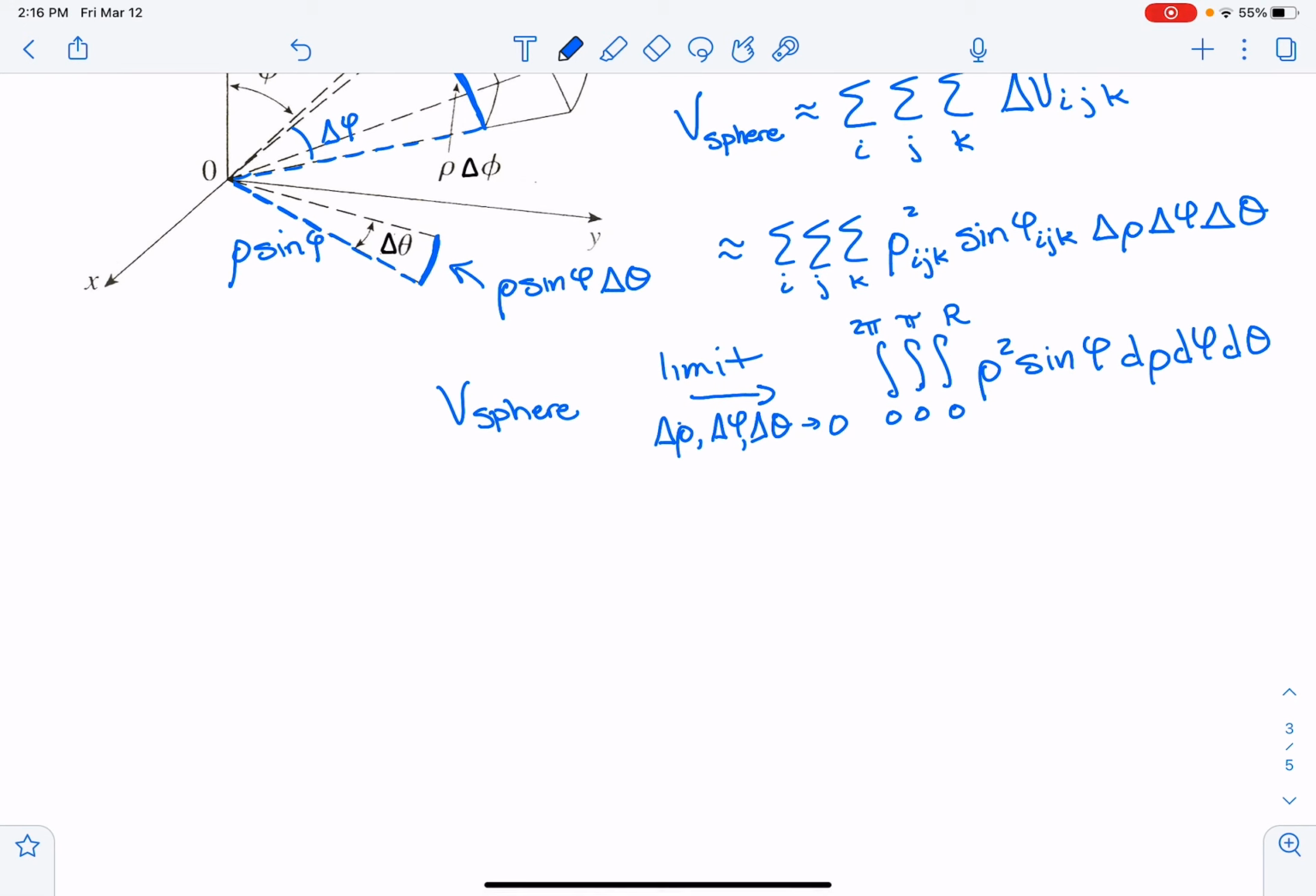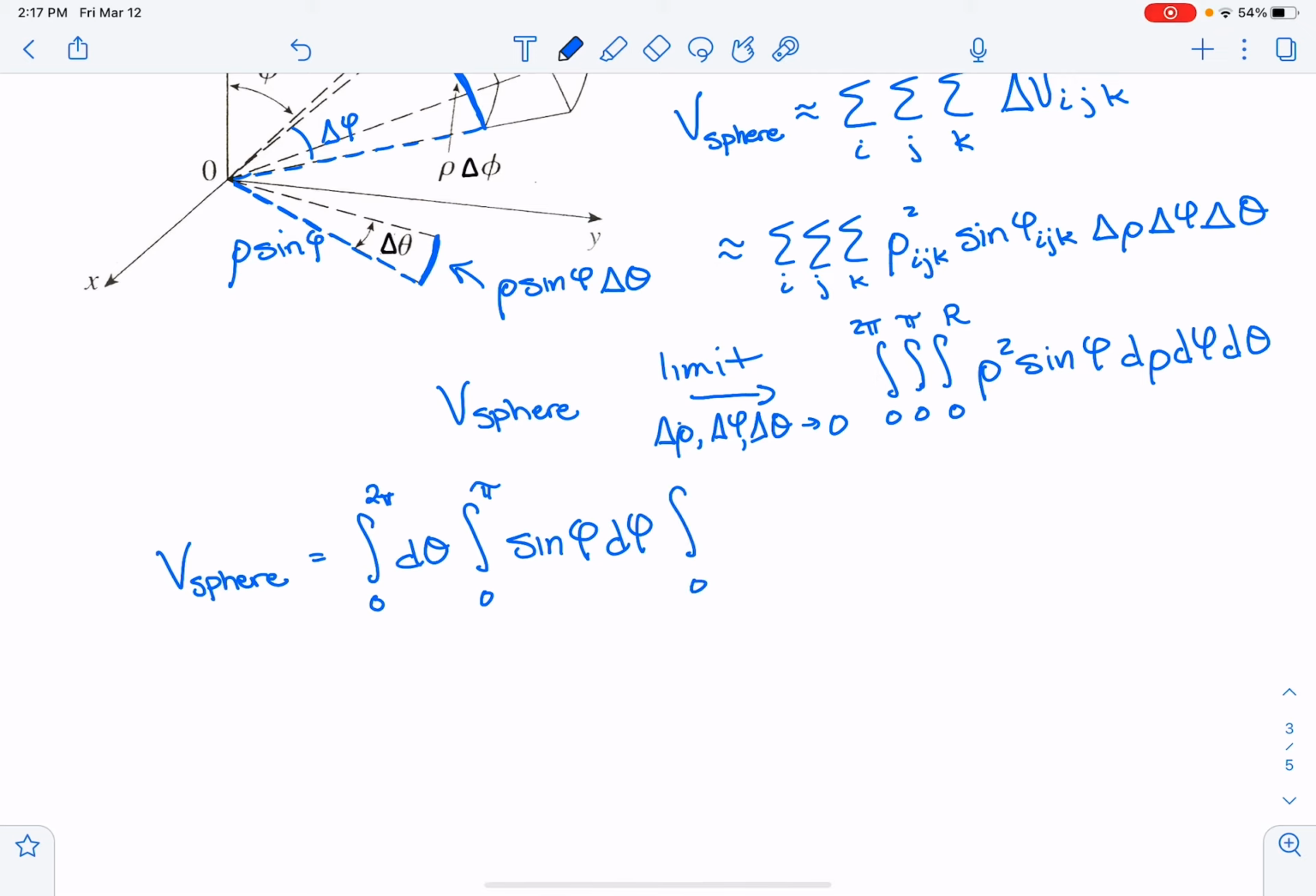Okay, so let's actually do this calculation for the volume of a sphere. So the volume of a sphere is going to be that triple integral. And I'll notice that I have a function of rho times a function of phi, and then also times a function of theta, but that function is 1. So I can actually split up this integral like we've done before. So this is the integral from 0 to 2 pi d theta, the integral from 0 to pi of sine of phi d phi, and then the integral from 0 to r of rho squared d rho.